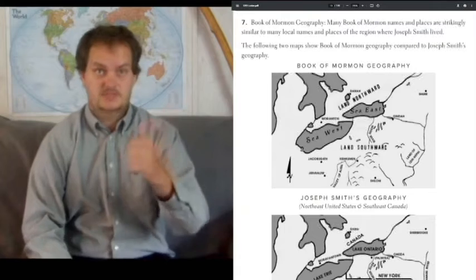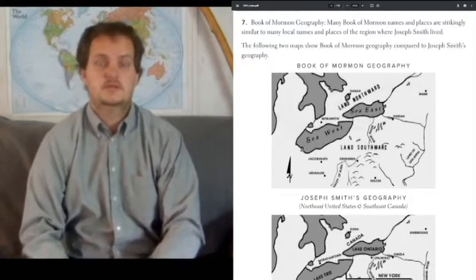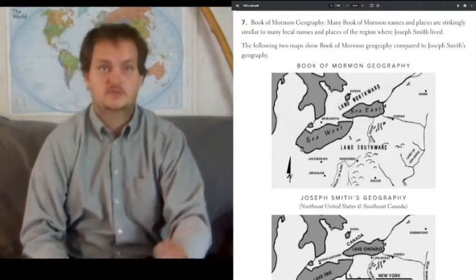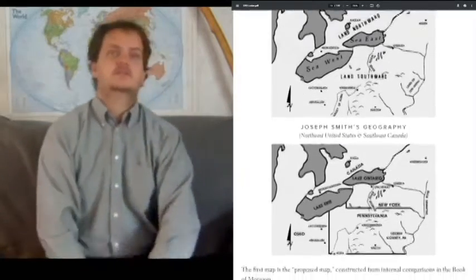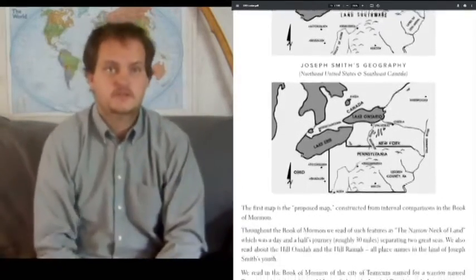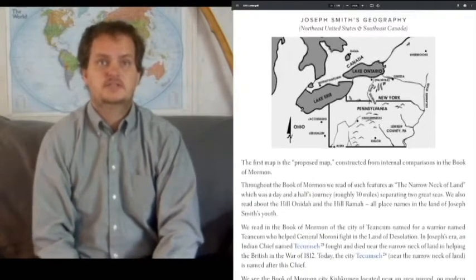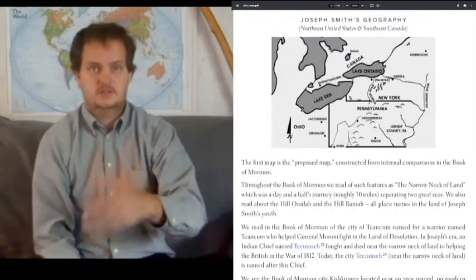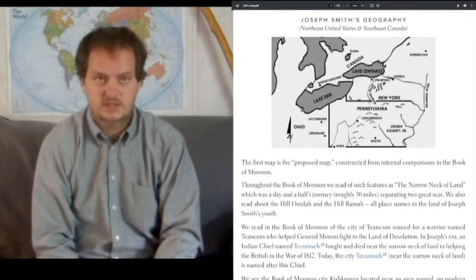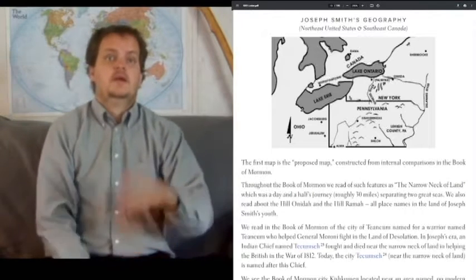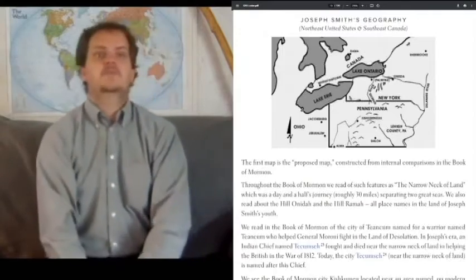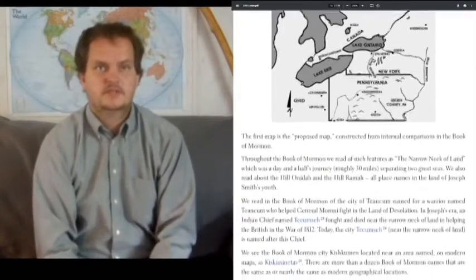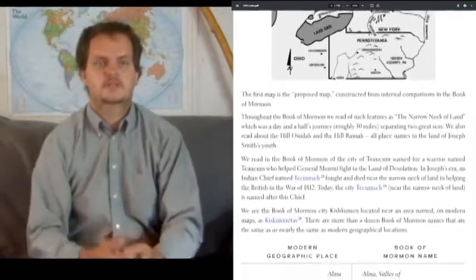The first map, as it states, claims to be the Book of Mormon geography. The second map says it is the geography of the northeast United States and southeast Canada, the area around where Joseph Smith lived in the 1820s. As far as I can tell, this map is accurate. The first map is the proposed map, constructed from internal comparisons in the Book of Mormon.